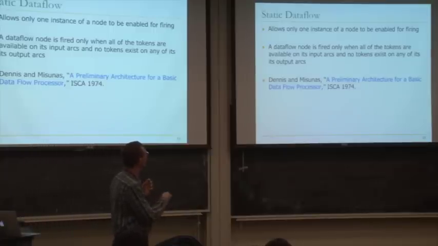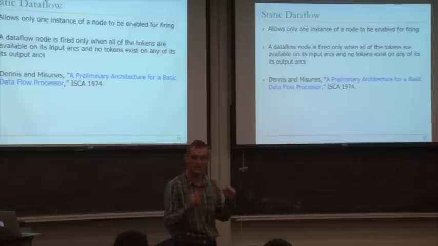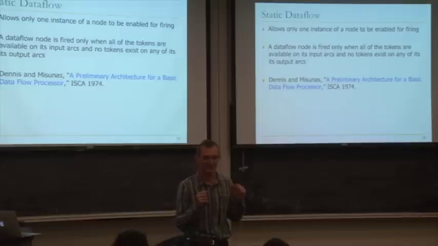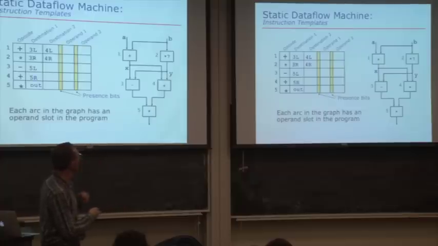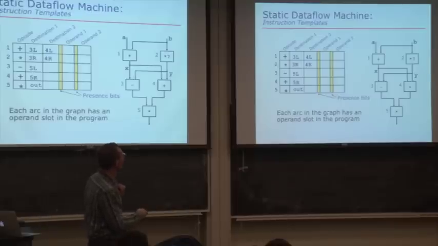And a data flow node is fired only when all of the tokens are available on its input arcs and no tokens exist on its output arcs. So, and there can be only one token on one arc. Right? So what does this look like? Basically, you can have a machine like this that stores the entire program. These are called instruction templates. And each arc in the graph has an operand slot in the program.